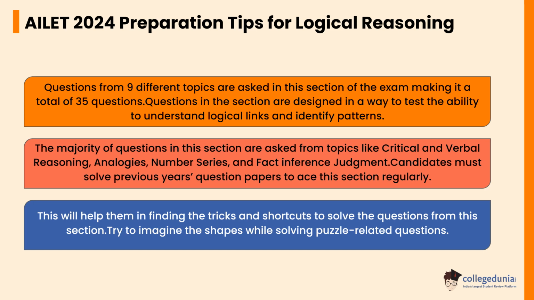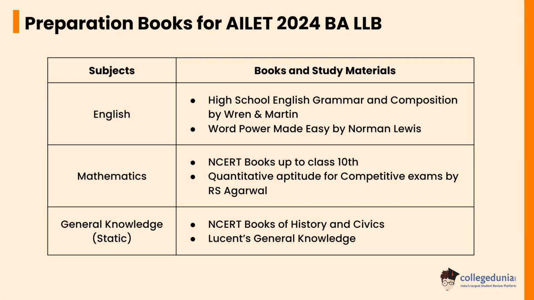Let's check the preparation books for AILET 2024 BA LLB. For English, the books are High School English Grammar and Composition by Wren and Martin, and Word Power Made Easy by Norman Lewis. For mathematics, NCERT books up to class 10th, and Quantitative Aptitude for Competitive Exams by R.S. Agrawal. For general knowledge, NCERT books of history and civics.